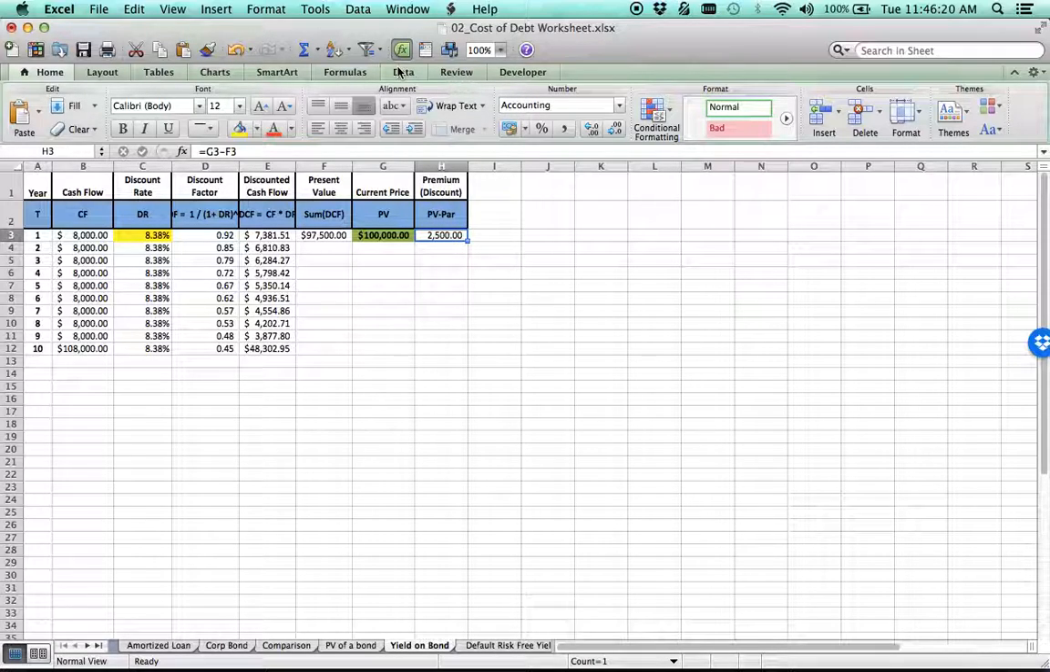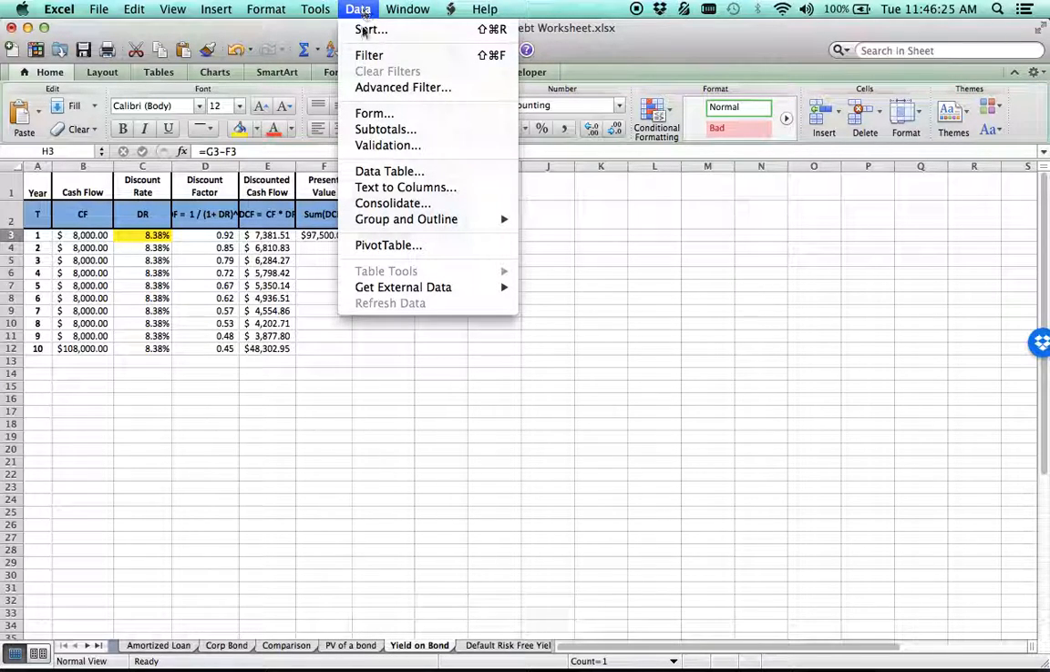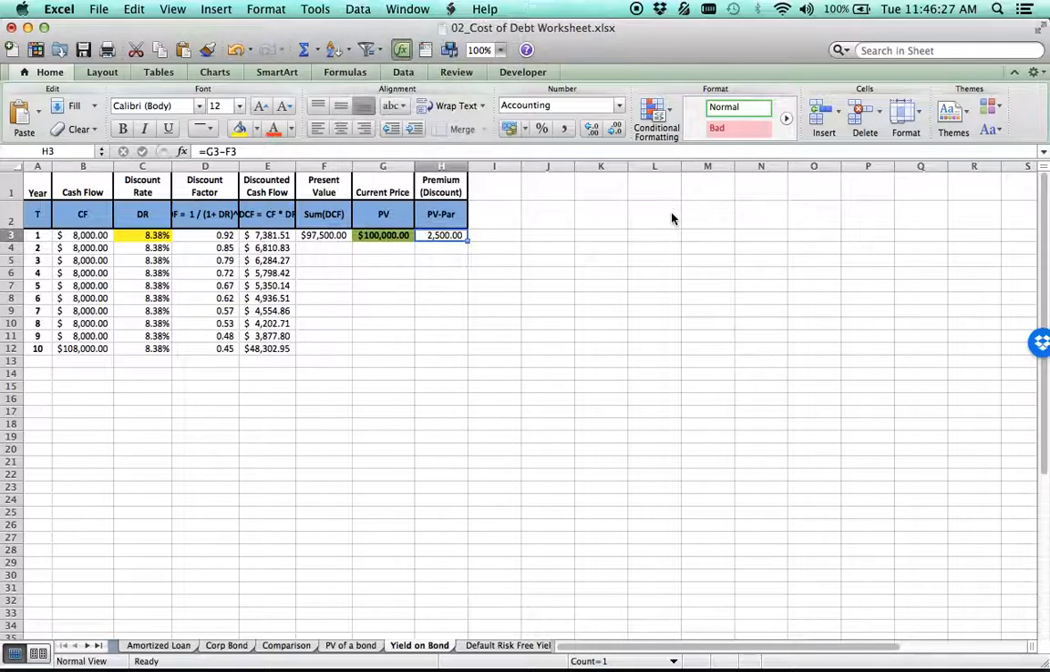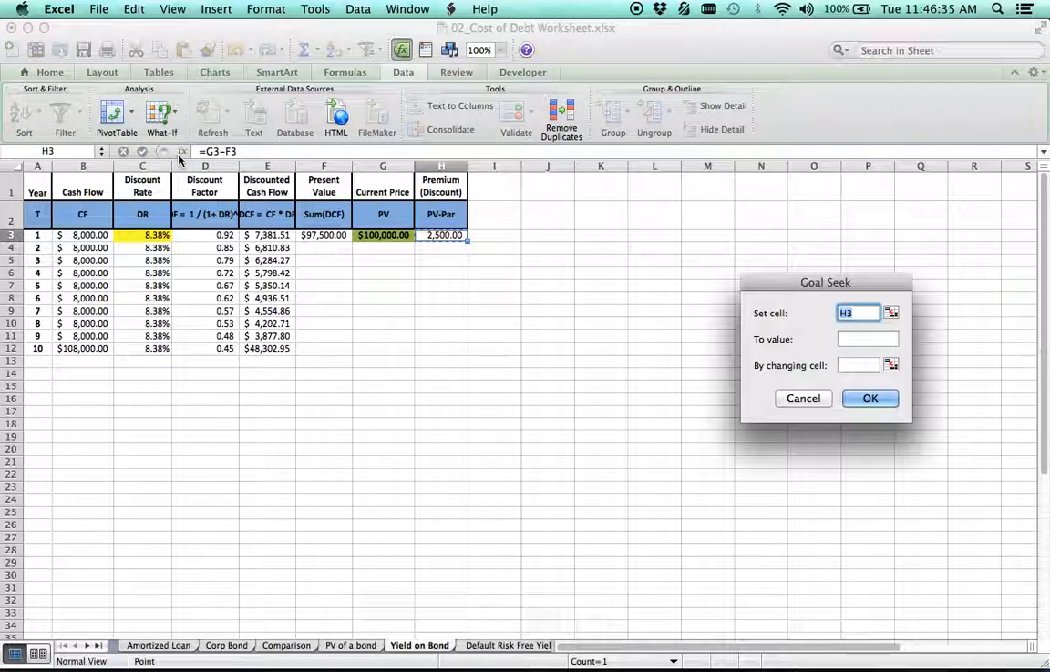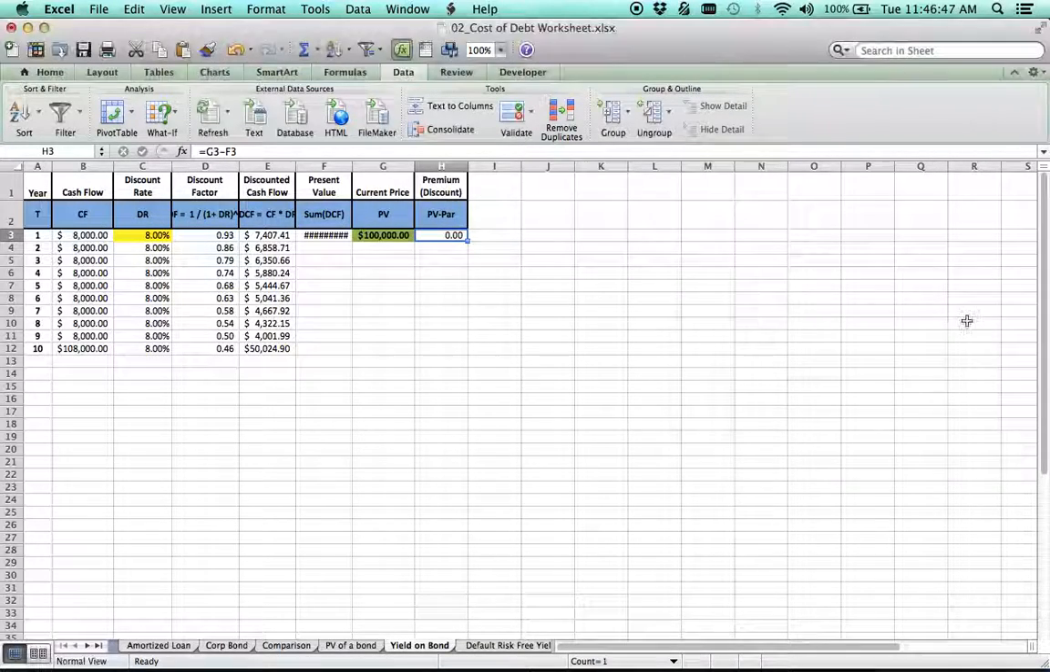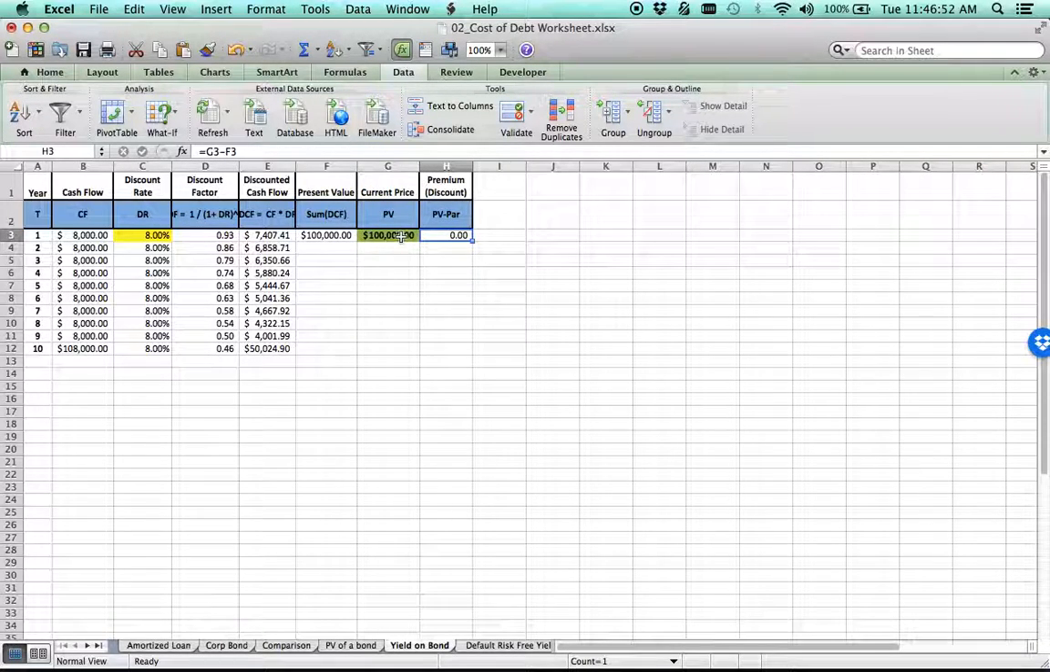So I'm going to use goal seek in Excel to do that. So we're going to go to Data. Wait a minute, did that wrong. Data, What-If Analysis. It's in different places for different versions of Excel, but goal seek. And I'm going to set this premium/discount cell equal to 0 by changing the discount rate. It's going to solve back and say, oh, we get to a 0 if you're saying that you're currently willing to pay a price of $100,000 in the market.